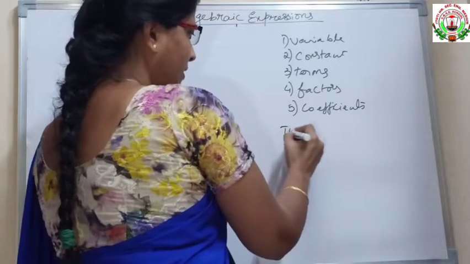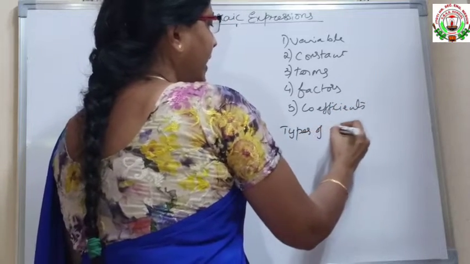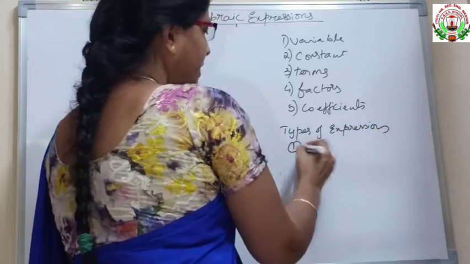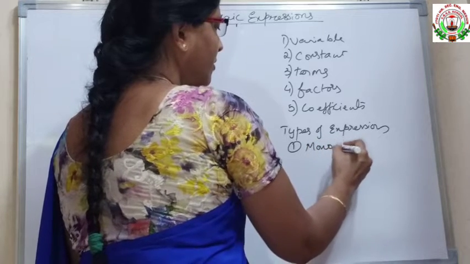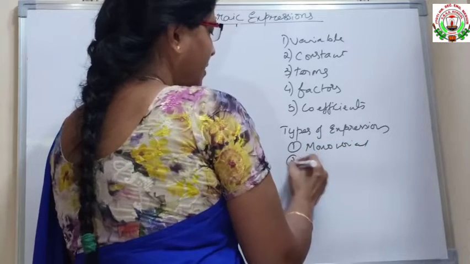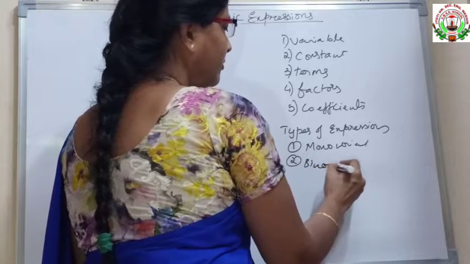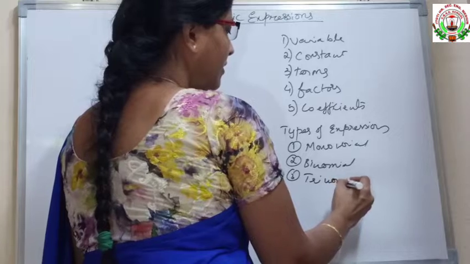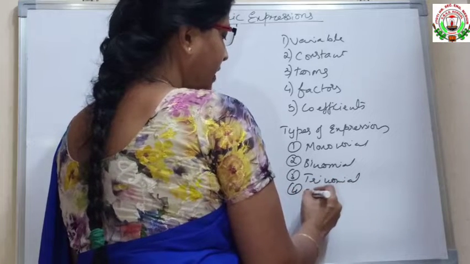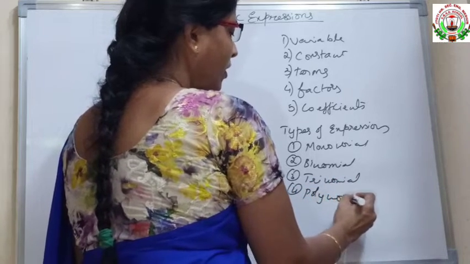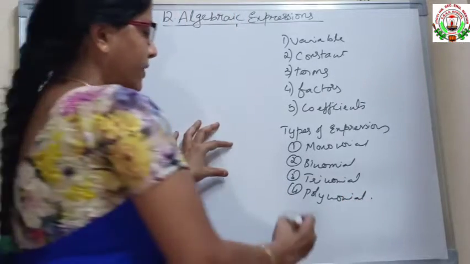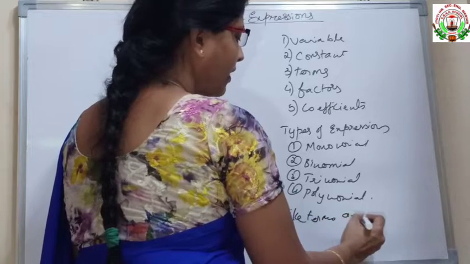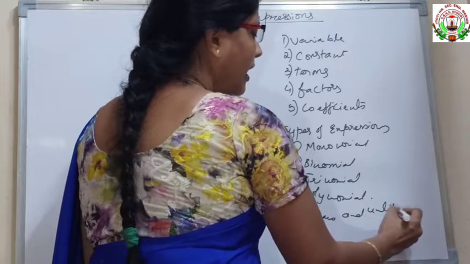Next we have learned types of expressions. First one is monomial, second one is binomial, third one is trinomial, fourth one is polynomial. Next we have learnt about like terms and unlike terms.